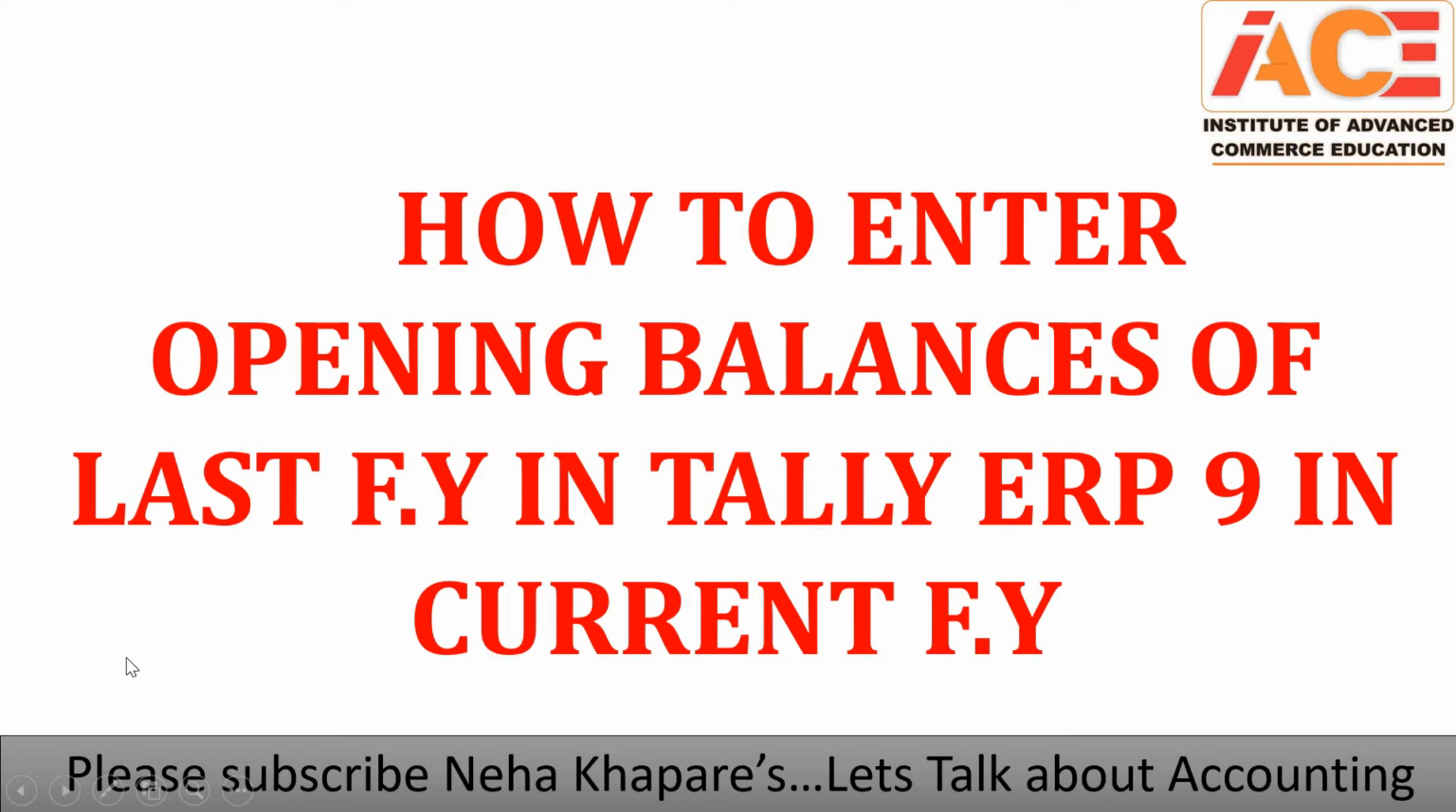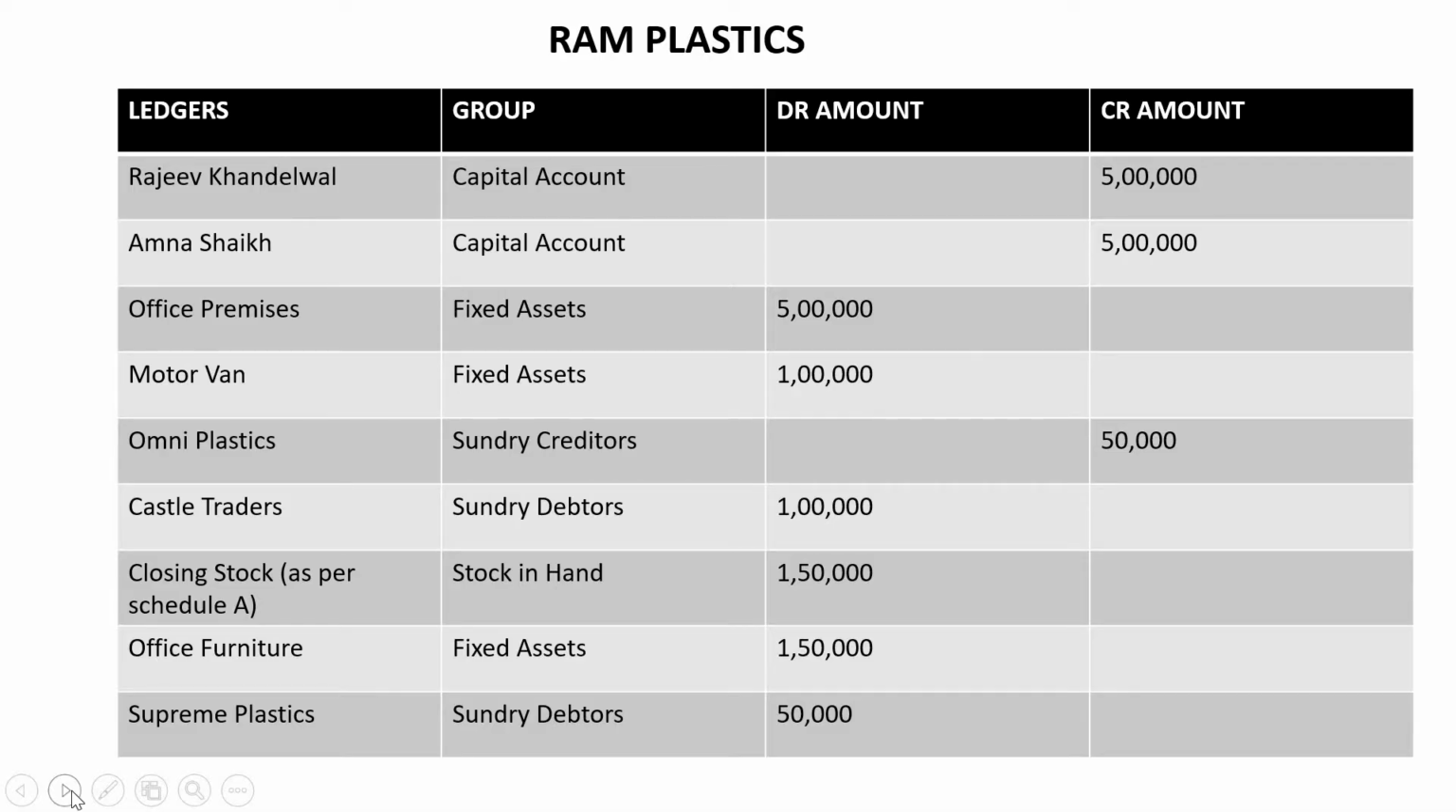Okay, so to understand it more clearly, I have framed an example for you of Ram Plastics. So this is the example and this was my balance sheet or my trial balance. My trial balance contains all the closing balances of last financial year. So this should reflect in my current financial year's opening balances. So what were my balances?